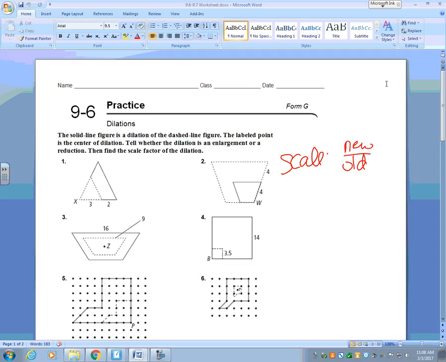Enlarge this from 9 to 16. So then 16 out of 9. Count the boxes. Because everything is 16 over 5.